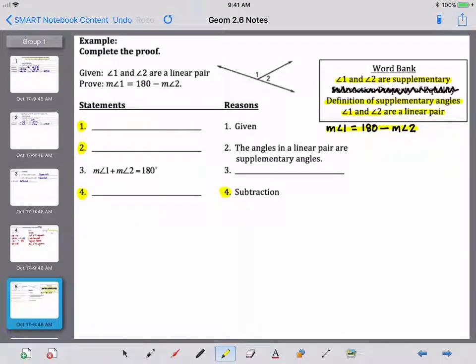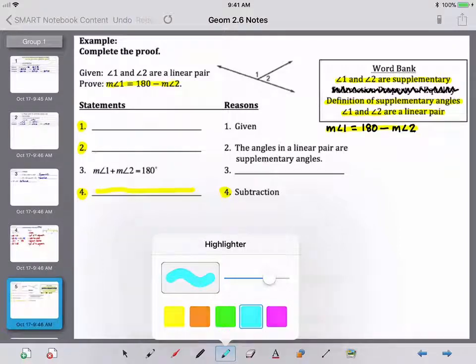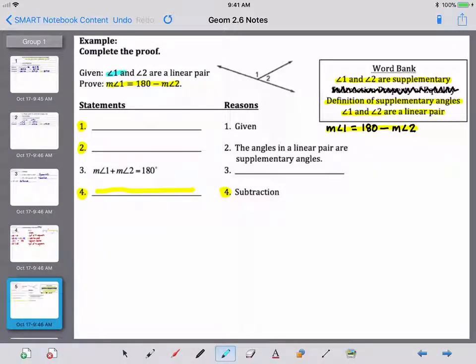A couple hints for you. What you're trying to prove will always be your last statement. And the other piece of useful information is that what you're given almost always goes first. So those are a couple of hints for you, and then you've got a couple other things to try and figure out using your word bank and using that proofreading toolbox.